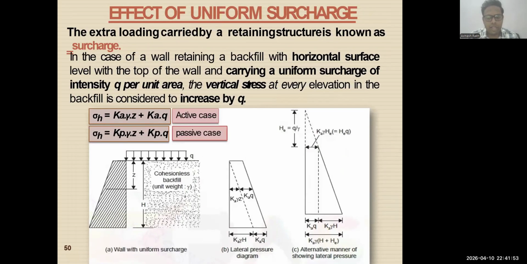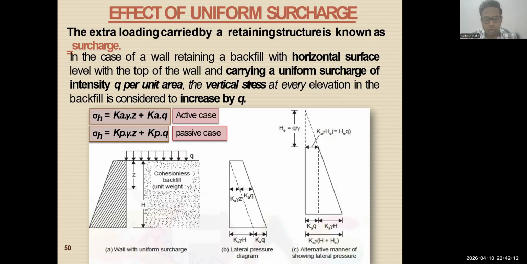After that, next we are going to see the submerged condition with the effect of uniform surcharge. Basically, the extra loading carried by the retaining structure is known as the surcharge. How it is calculated: the surcharge is equal to gamma into height, unit weight into height. It's a calculation part.